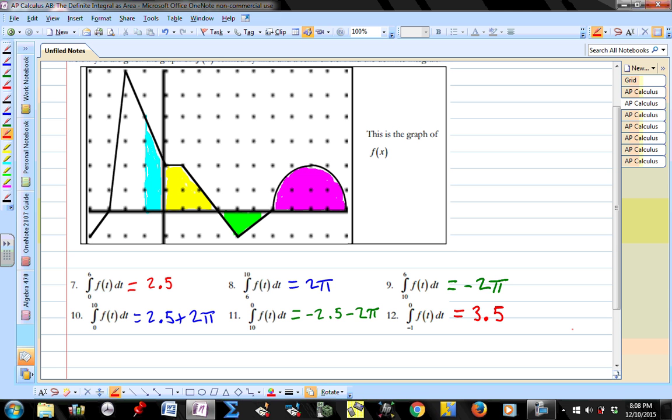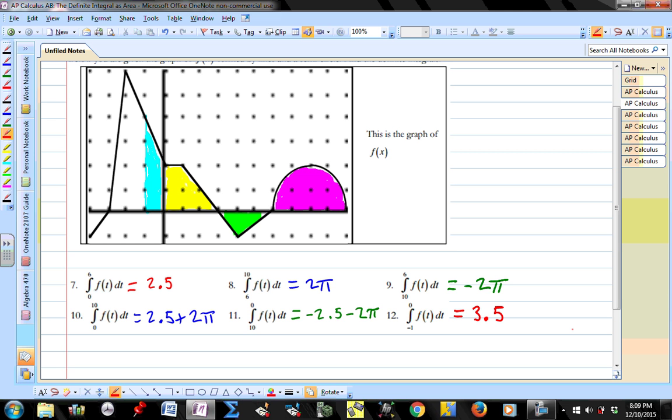Okay, hopefully we all agree. Number 9, the integral was negative 2 pi because our change in x was negative and our y values are positive, giving us a negative integral. Number 10, our integral is 2.5 plus 2 pi. We added a positive 4, a negative 1.5, and a positive 2 pi. Number 11, we get a negative 2.5 minus 2 pi because it's the exact same area that we had in number 10, but we're going from 10 to 0. Our change in x is negative, making everything the opposite value.